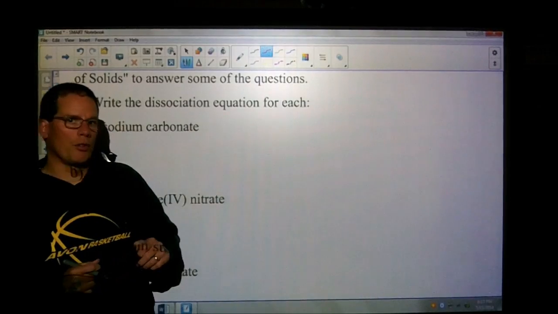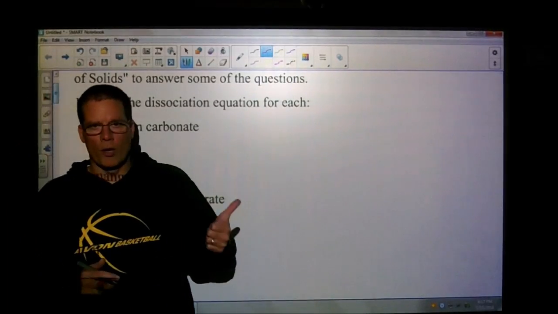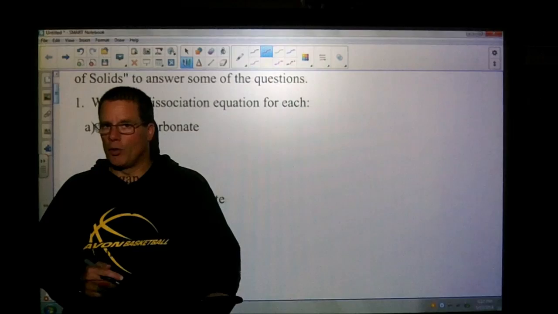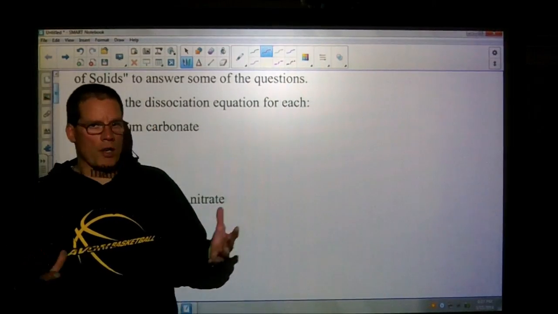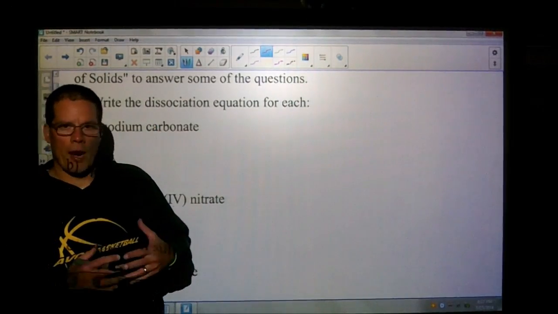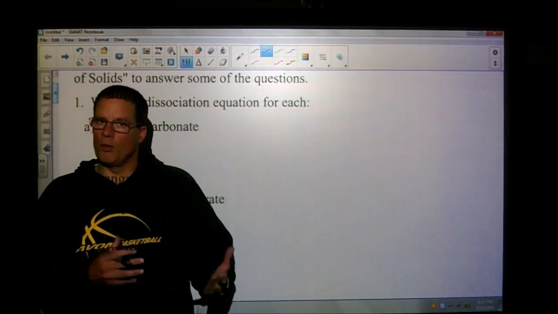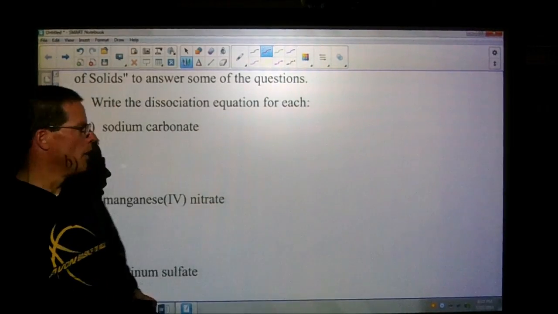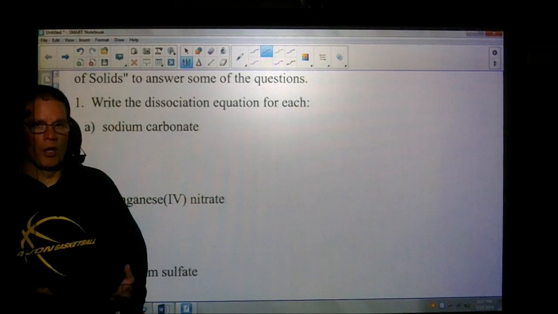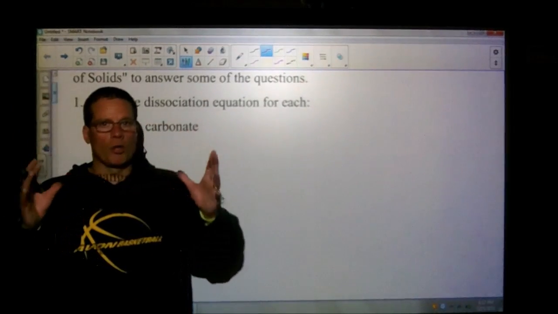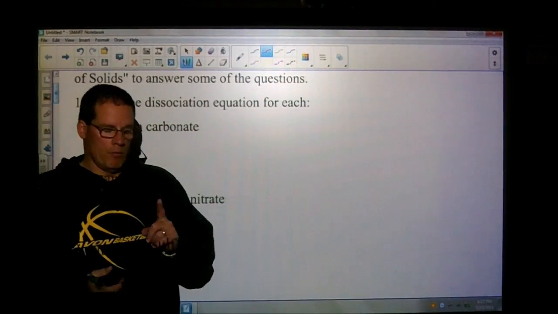A lot of you are still doing things like chlorine, bromine, iodine as I2. Those are not ions. Those are actually molecules. So make sure you know the difference between a molecule and an ion. Ions have charges. Ions have water molecules surrounding them.